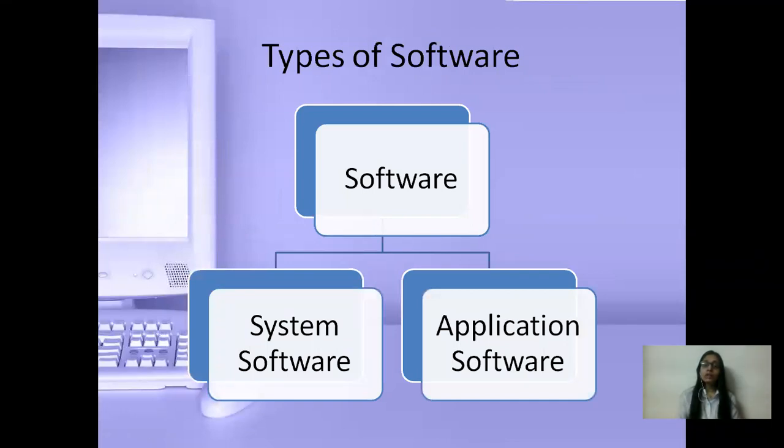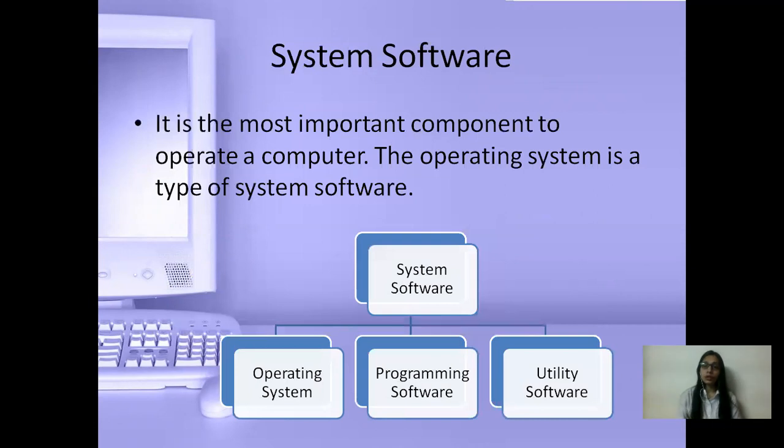So now let's come to the types of software. Today we are going to have an explanation of types of software. There are two types of software. One is system software and one is application software. So let's continue with it. What is a system software? It is the most important component to operate a computer. The operating system is a type of system software. Means all the things which are working in my system, due to which the system is working, are known as system software.